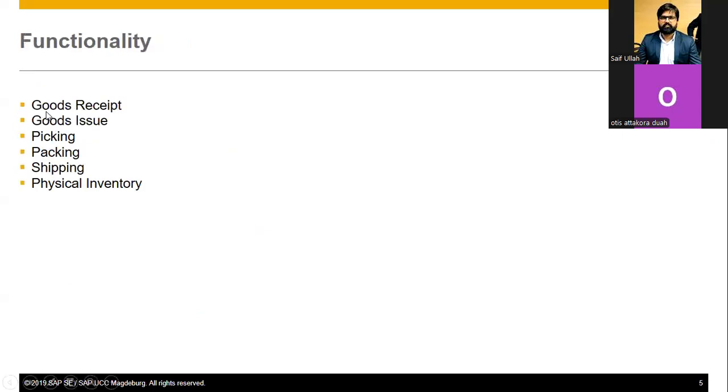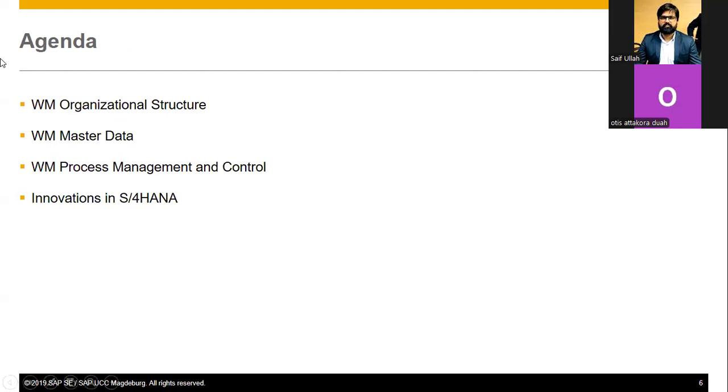Functionality. There are multiple functionalities of WM: goods receipt, goods issue, picking, packing, shipping, and physical inventory. These are the main functionalities of warehouse management. Our agenda is to discuss the WM organizational structure, create master data of warehouse management, process management and control of WM, and innovations in S/4HANA. This is our agenda today.